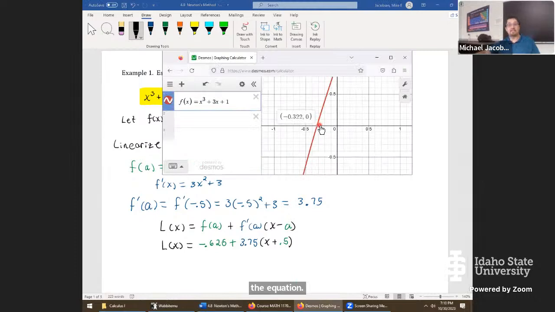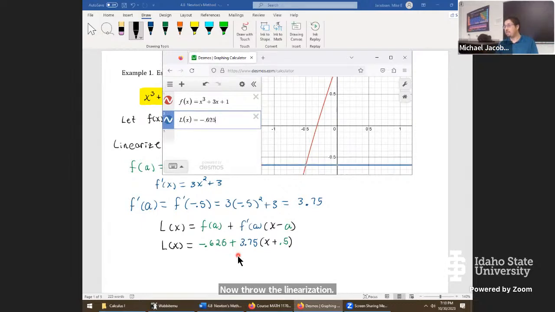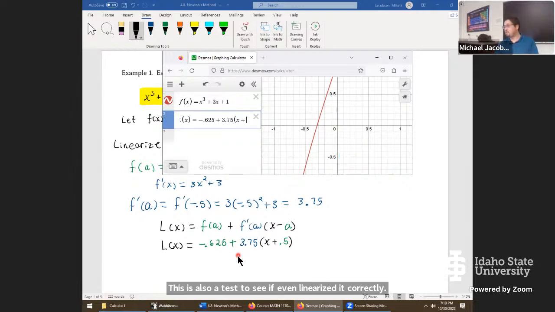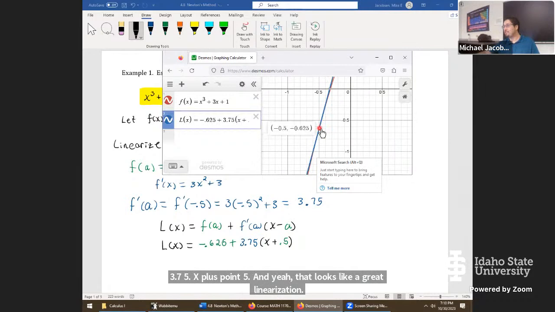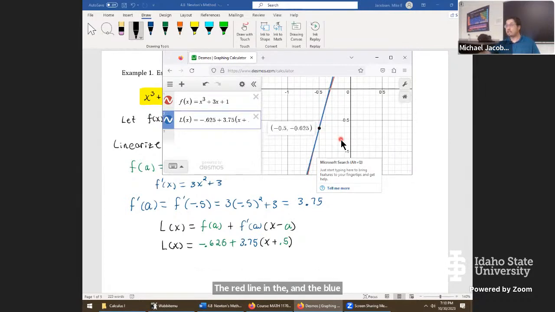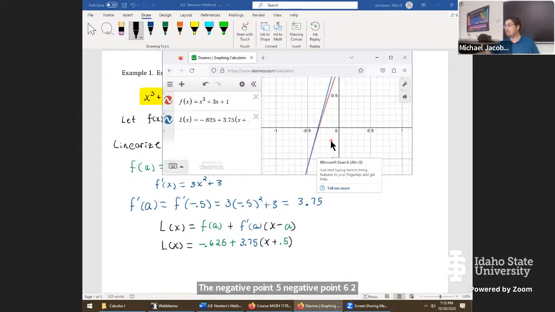This is the curve in red. That's a complicated curve. Now let's throw in the linearization. L of x is negative 0.625. This is also a test to see if we even linearized it correctly. Plus 3.75 times x plus 0.5. And yeah, that looks like a great linearization. The red line and the green line, forgot my colors there, they look completely the same right next to that point of intersection, the negative 0.5, negative 0.625. So we've got a great linearization.